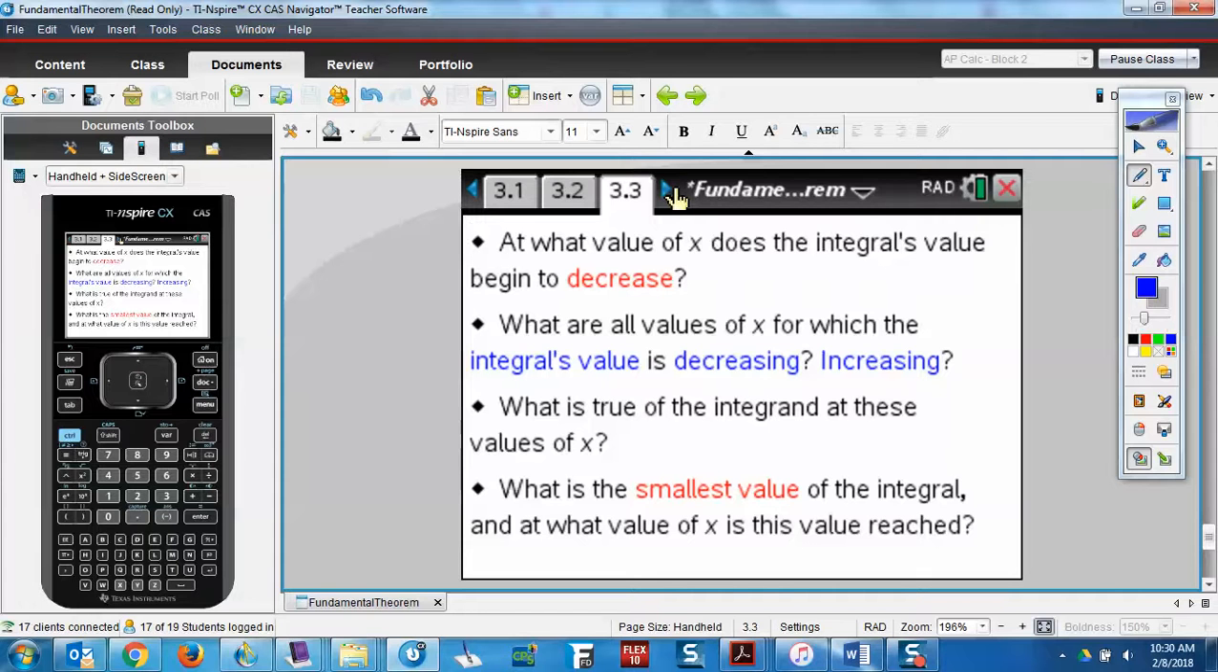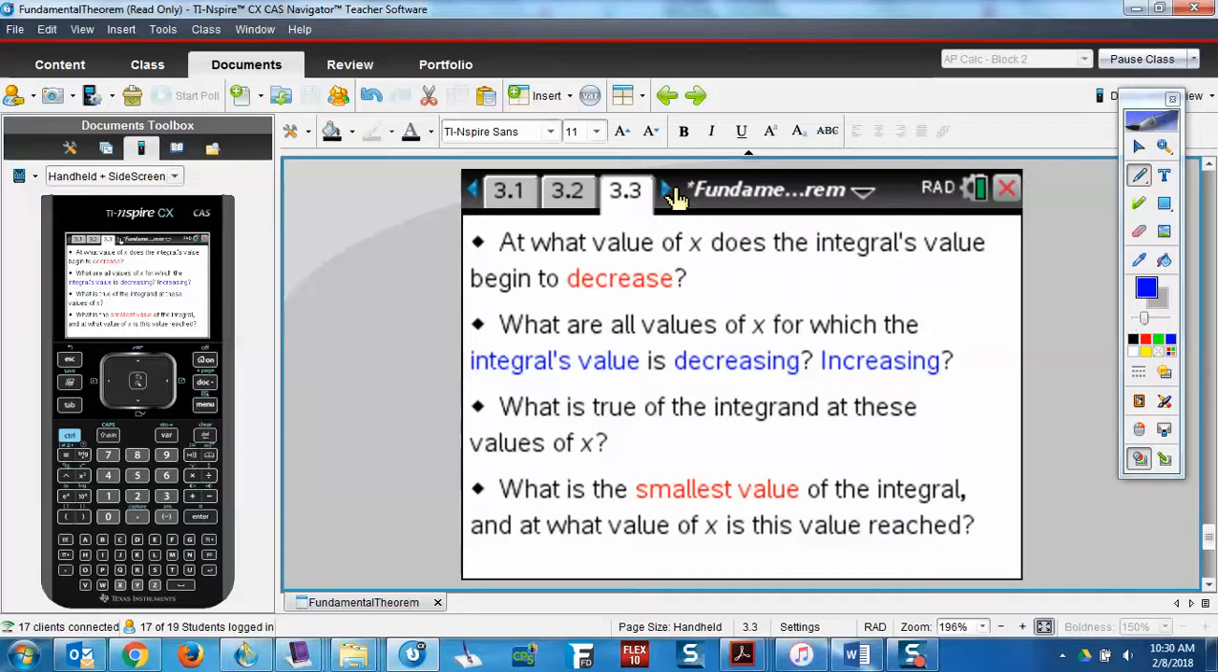What is true when the integral is increasing? Or at what values? 0 to 2, and from 11 on. And what is true of the integrand there? Positive. The integrand was above the x-axis, positive.